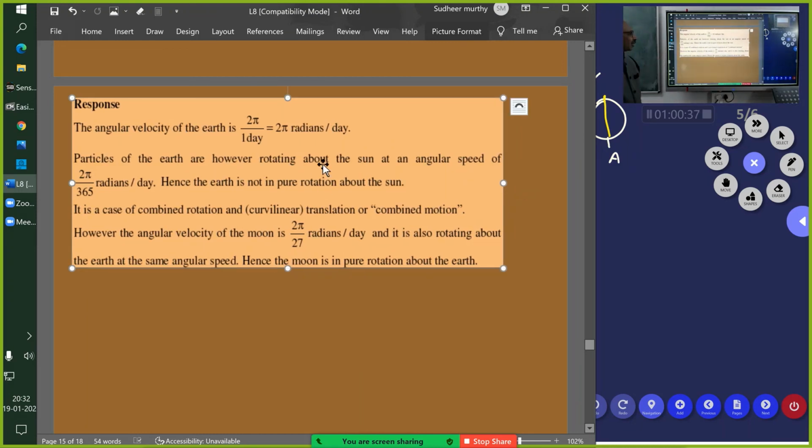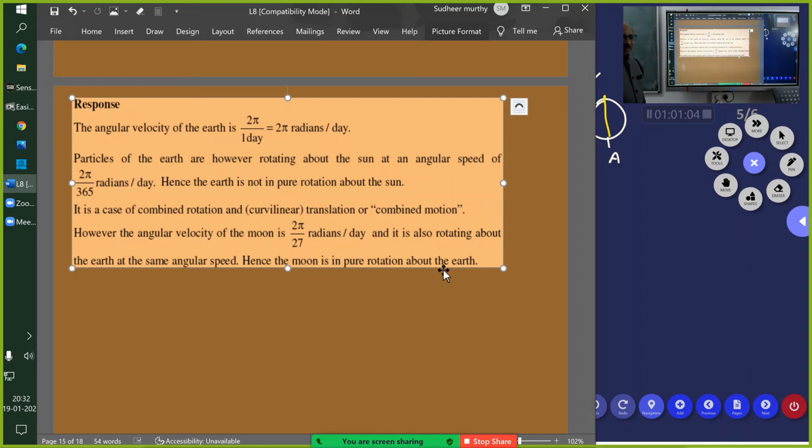The particles of the Earth are however rotating over the Sun at an angular speed of 2 pi. Hence, the Earth is not in pure rotation about the Sun. It is a case of combined rotation and curvilinear translation. It is rotation because the angle there is changing. However, the moon is also rotating over the Earth at the same angular velocity. Hence, the moon is having pure rotation over the Earth. This is the case of the moon with respect to the Earth.